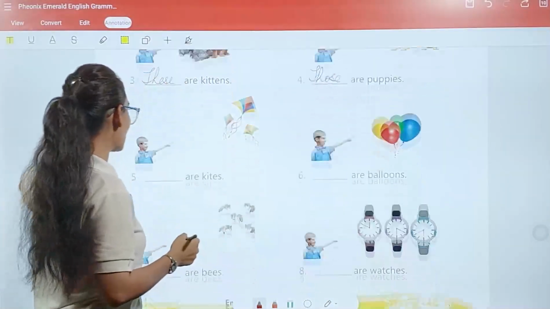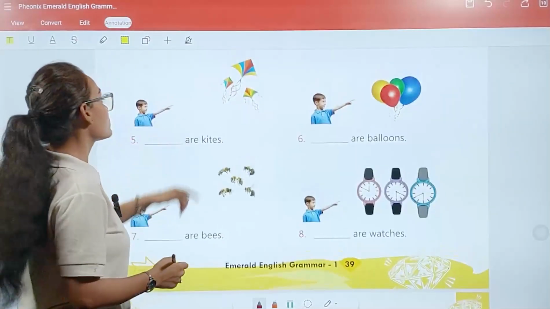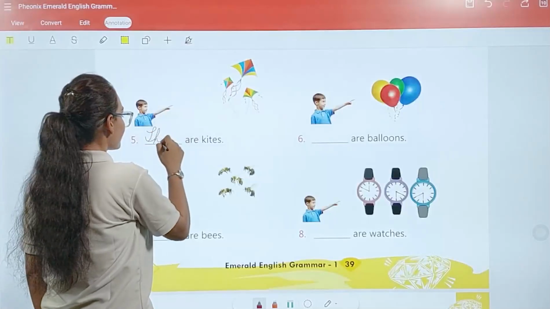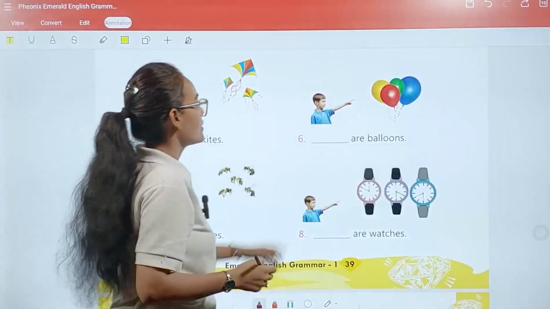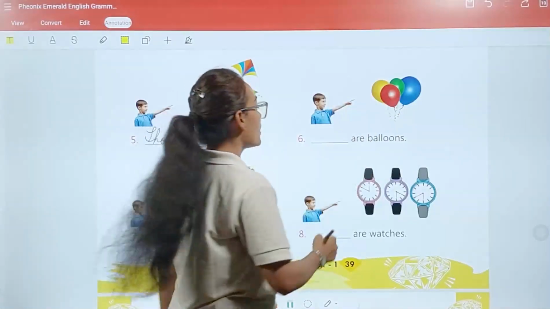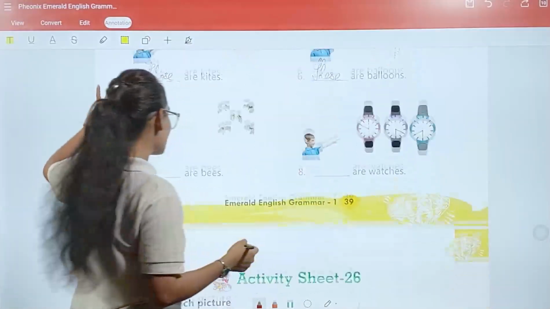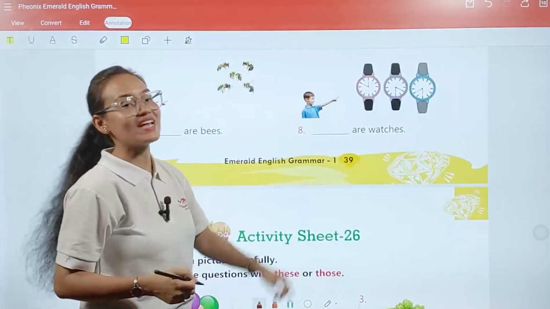Those are puppies. Now dash are kites. So kites are also far from this boy. So those are kites. Now dash are balloons. These balloons are closer to this boy. So here these are balloons. Okay. In this way, my dear student, you are going to complete 7 and 8.